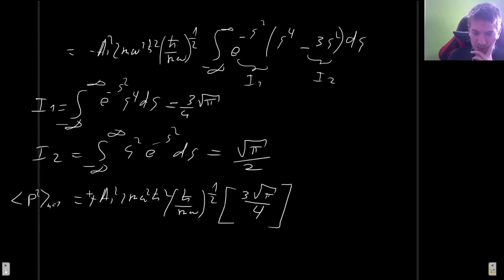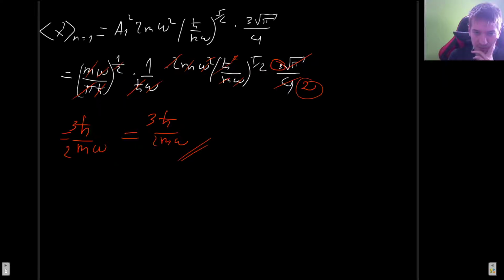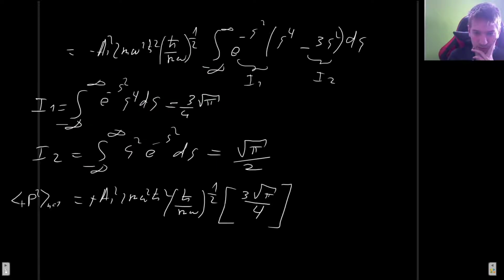Okay, so let us now write down the expression for A1, which we actually did very recently. So let me just go ahead and copy it. It was m omega, okay, got it. So it was (m omega divided by pi h bar) to the 1/2 power times 1 divided by h bar omega. And everything else stays the same.